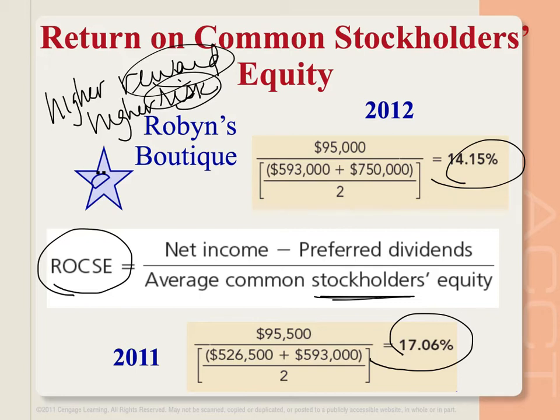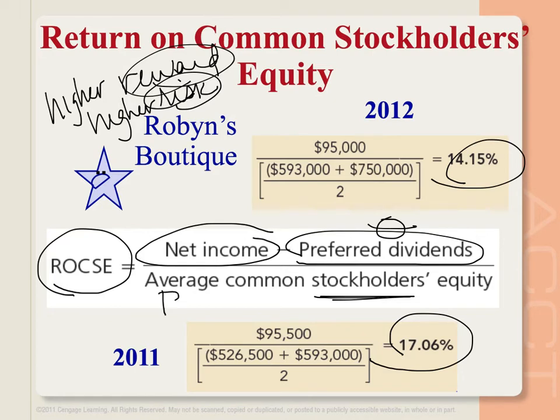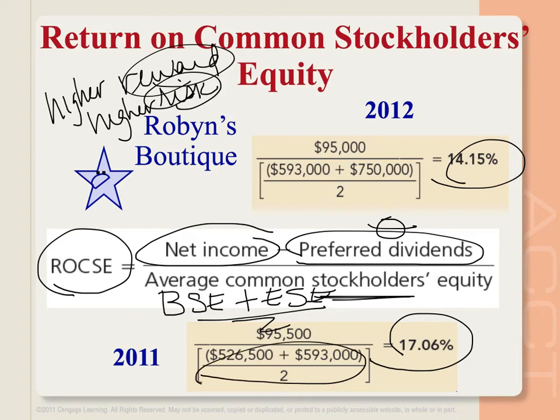So how do we make that calculation? We take the net income from the income statement minus any preferred dividends. In most cases with real life companies, this is probably going to be 0. That is over the average common stockholders' equity. So again, it's beginning stockholders' equity plus ending stockholders' equity divided by 2. That's always the formula when we're looking for the average of any of these accounts, inventory, accounts receivable, and so forth.